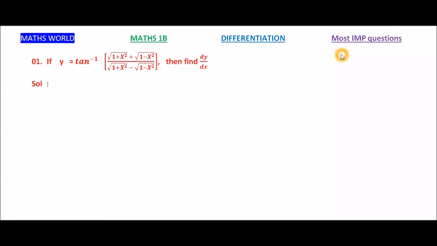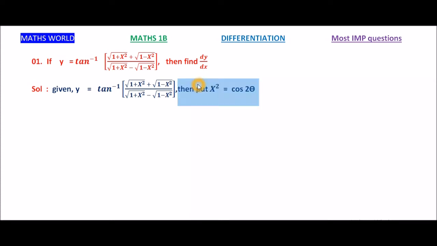Differentiation, the most important questions. First question: if y is equal to tan inverse of (root of 1 plus x square plus root of 1 minus x square) divided by (root of 1 plus x square minus root of 1 minus x square), then find dy by dx. Solution: given y is equal to tan inverse of (root of 1 plus x square plus root of 1 minus x square) divided by (root of 1 plus x square minus root of 1 minus x square).